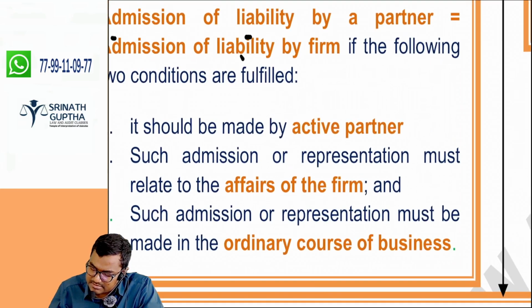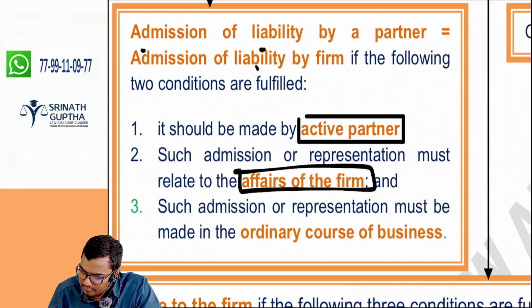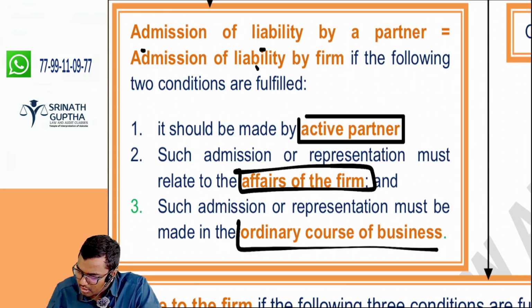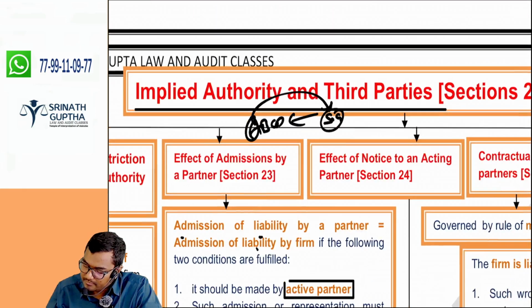If the liability is accepted by the active partner, it must relate to the activities of the firm. The liability must relate to the ordinary course of business of the firm. Even if one partner is accepting, the whole firm will be liable.